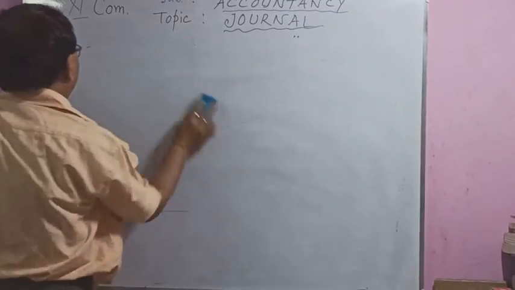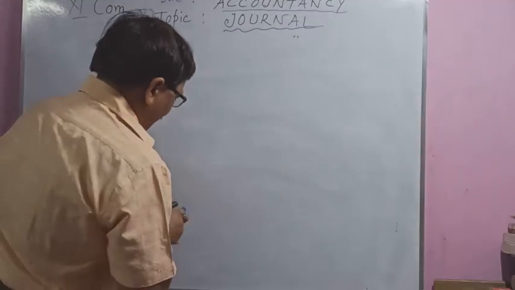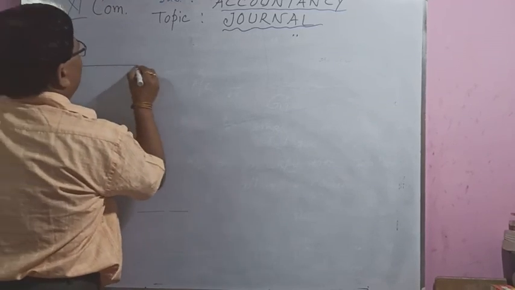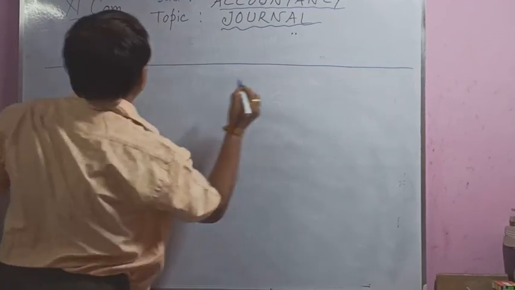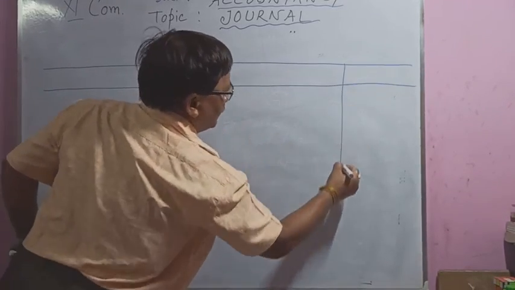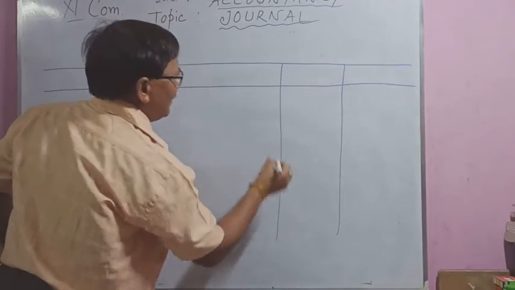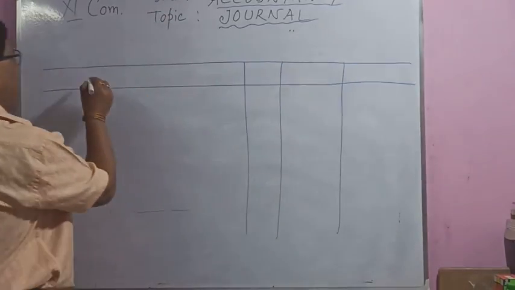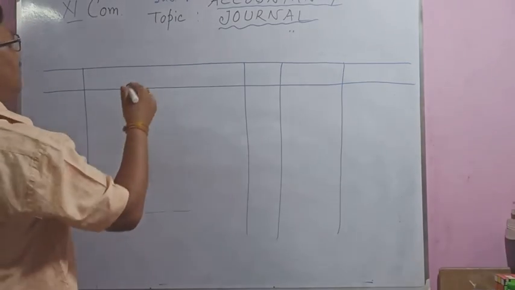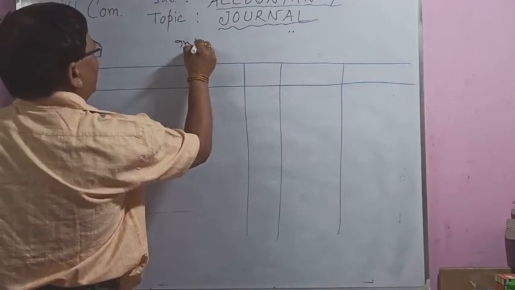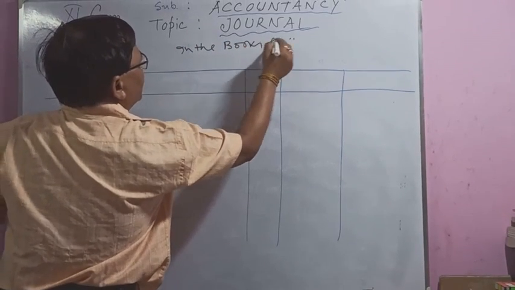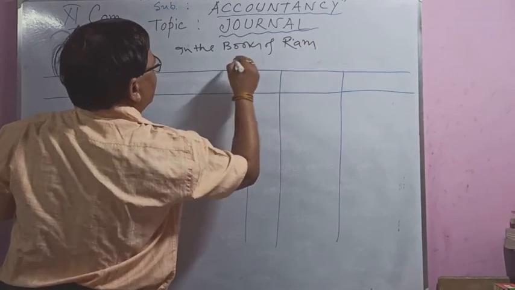Format of journal. The format of journal may be divided into 5. This format: first you write the date, and in the top portion you write in the books of, say, Ram, journal.